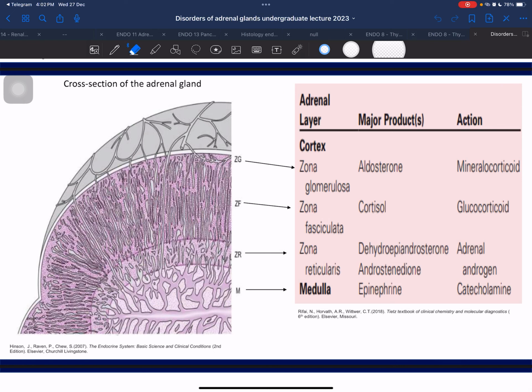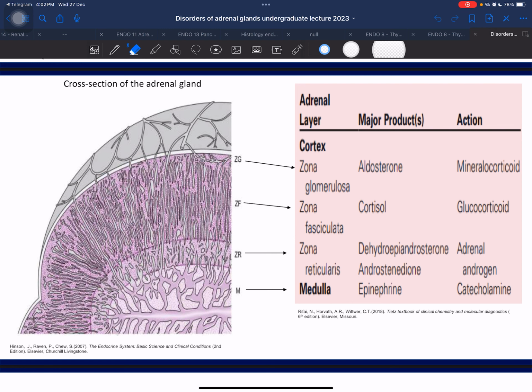And then you have zona fasciculata, the middle layer that produces cortisol, which is a glucocorticoid, and you have zona reticularis producing your androgens, okay? And then you have your medulla. So all the disorders are related to the production of all these different types of hormones.